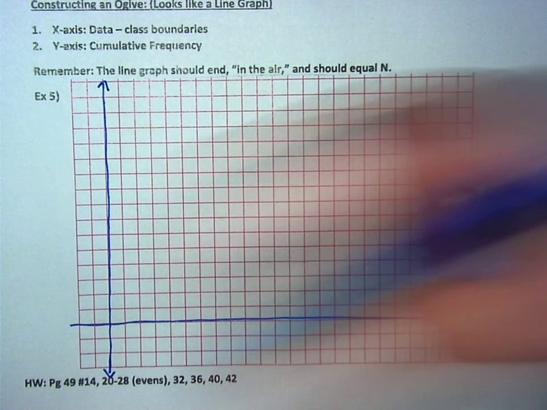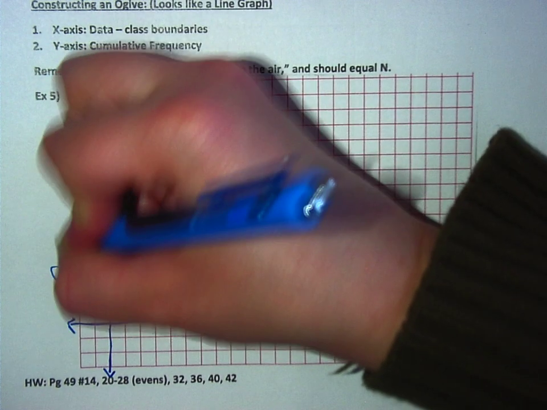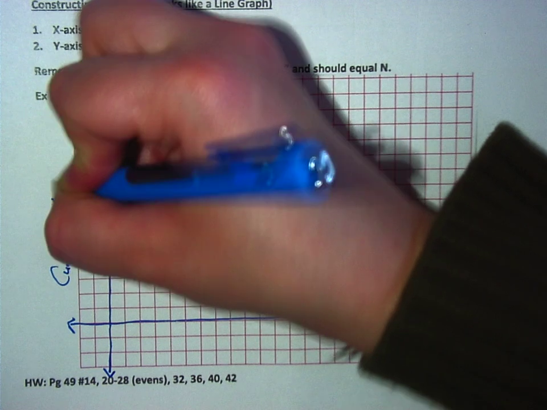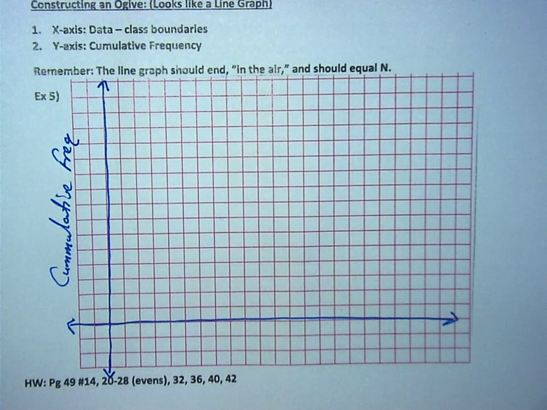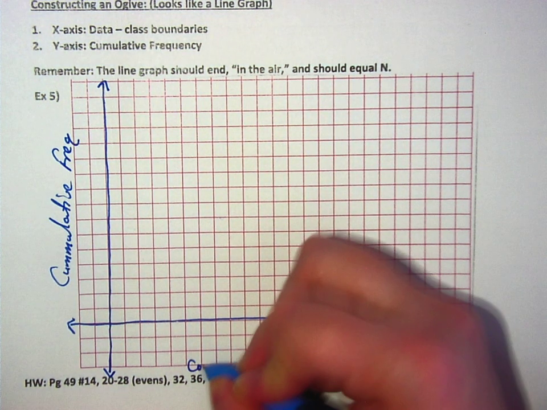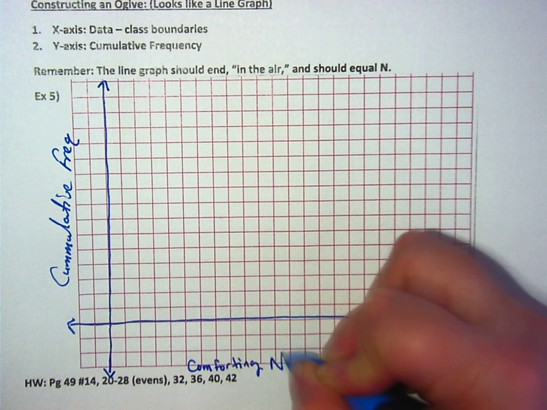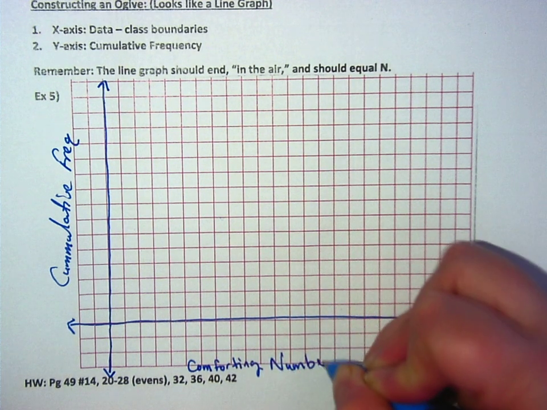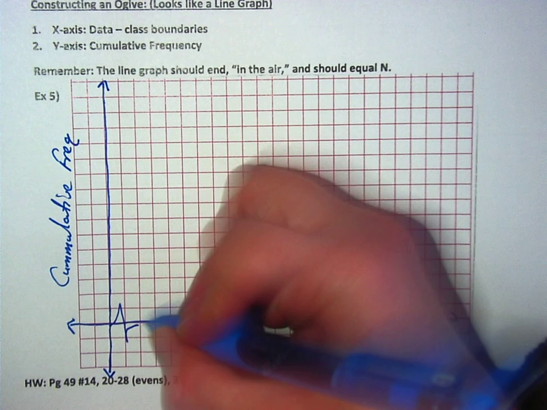An ogive is a cumulative frequency line graph. Have you noticed that our data is always the thing that's at the bottom? Our data is once again the class boundaries.